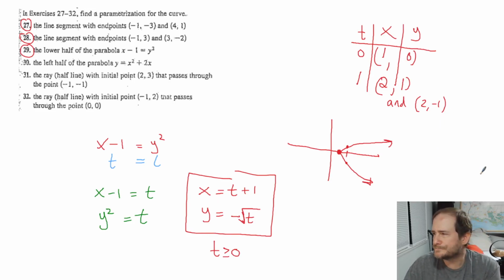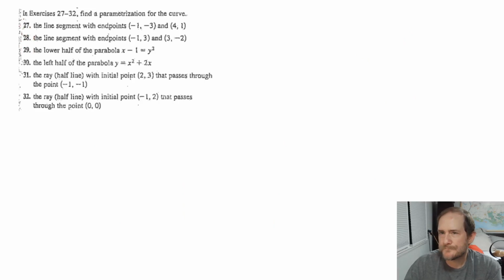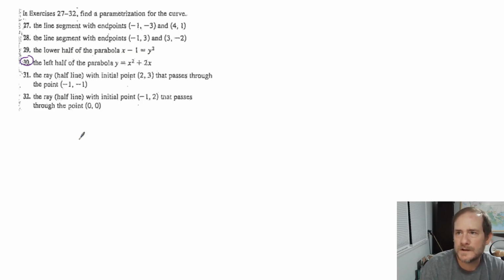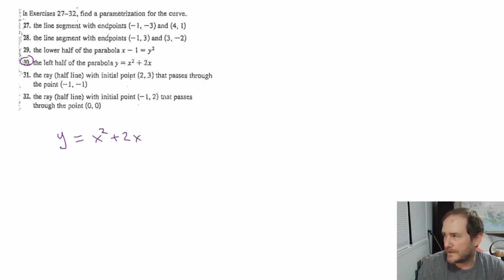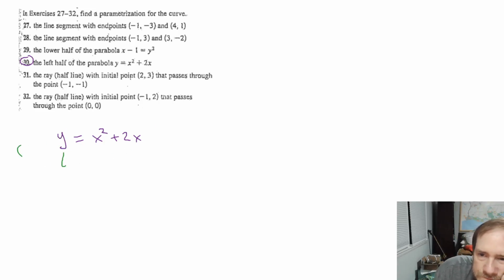Okay, let's do it again. So this time they want the left half of the parabola y equals x squared plus 2x. Alright, I think we can just do the same trick again, because this left-hand side only involves y, and this right-hand side only involves x. So we can definitely just say that x squared plus 2x equals t.